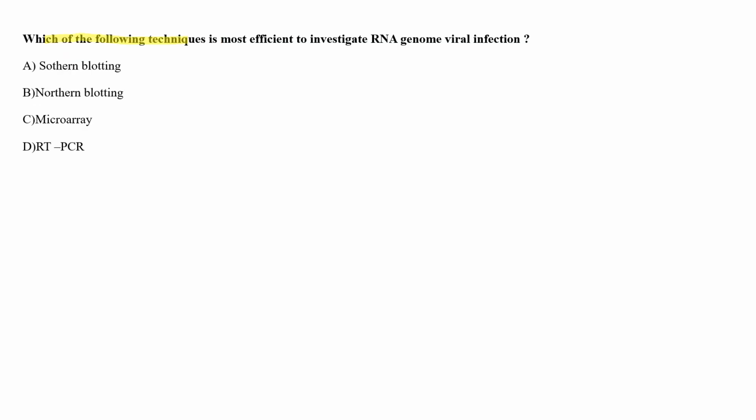Now, which of the following techniques is most efficient to investigate RNA genome viral infection? A. Southern blotting, B. Northern blotting, C. Microarray, and D. RT-PCR. The correct one is D. RT-PCR. It is reverse transcription polymerase chain reaction, which is a laboratory technique that combines reverse transcription of RNA into DNA and the amplification of specific DNA targets using PCR, that is polymerase chain reaction. And this is used to investigate RNA genome viral infection. So correct option is option number D.